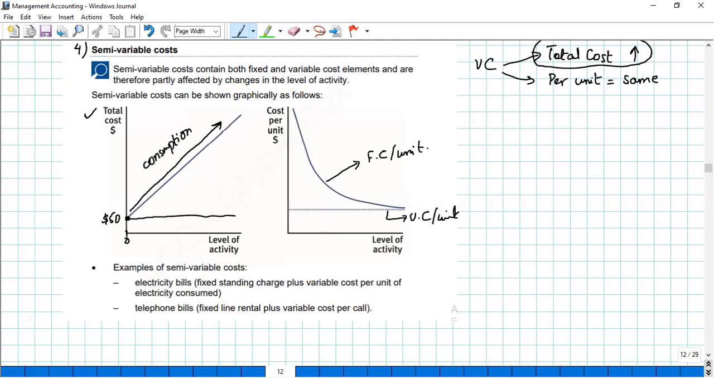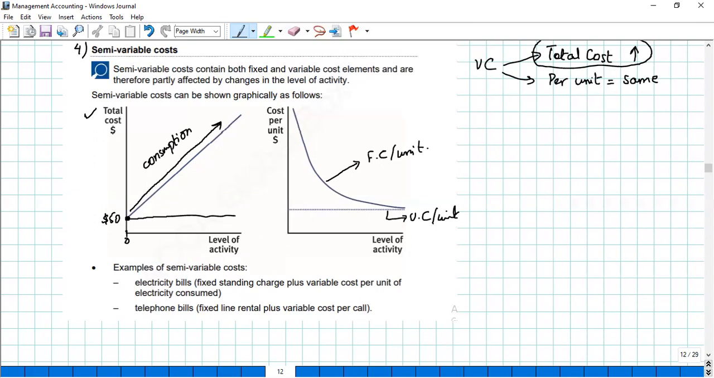Sum of all indirect costs was known as overheads. Then we discussed classification by function. By function, cost was of two types: production cost and non-production cost. In production cost, all the prime costs and production overheads are included, while in the non-production cost, the non-production overheads like administration cost, selling cost, finance cost, marketing cost, distribution cost, they were all non-production cost.